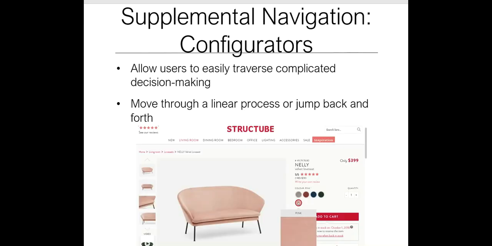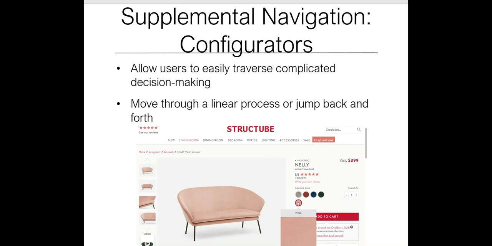Then we have what are known as configurators, and these essentially allow users to easily traverse complicated decision making by moving through a linear process or jumping back and forth. In this particular case, this is the StructTube website, and we're looking at a velvet love seat called the Nelly, and the configurator in this case is essentially allowing you to choose different colors that are available for the Nelly Velvet Love Seat.